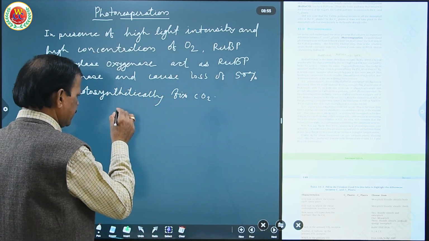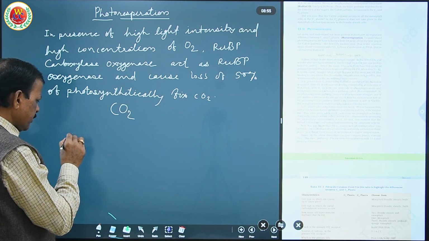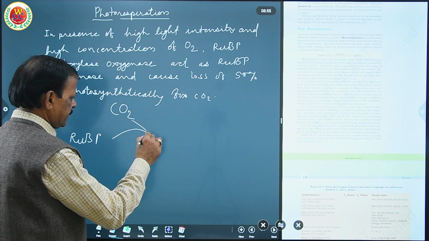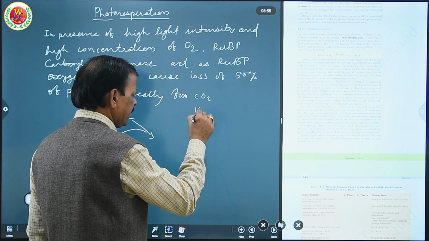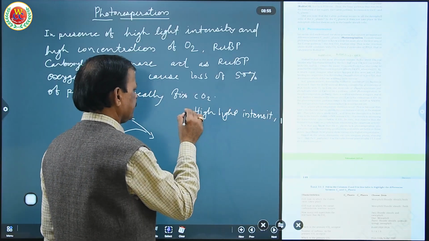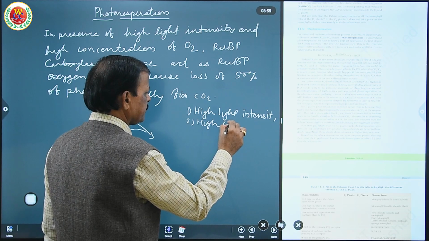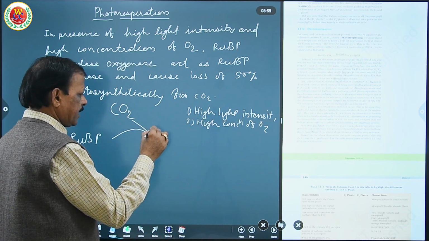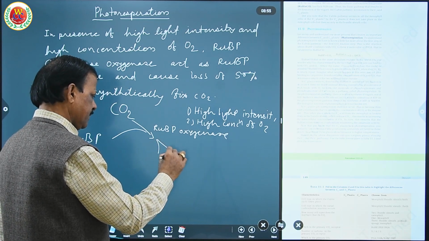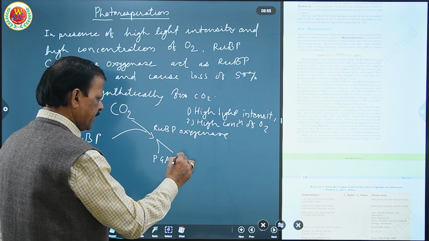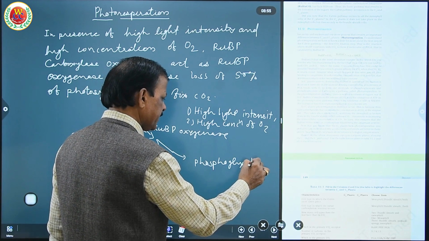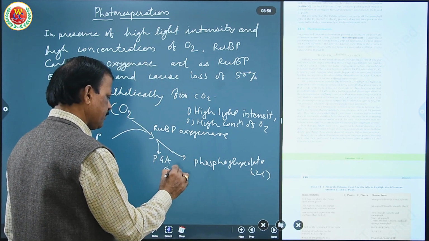How is it? CO2 is absorbed by RuBP, that is ribulose 1,5-bisphosphate. Because of these two conditions, one is high light intensity and second is high concentration of O2, this RuBP carboxylase becomes RuBP oxygenase and ultimately produces half the number of PGA and half the number of phosphoglycolate. Phosphoglycolate is a 2-carbon compound and this is a 3-carbon compound.